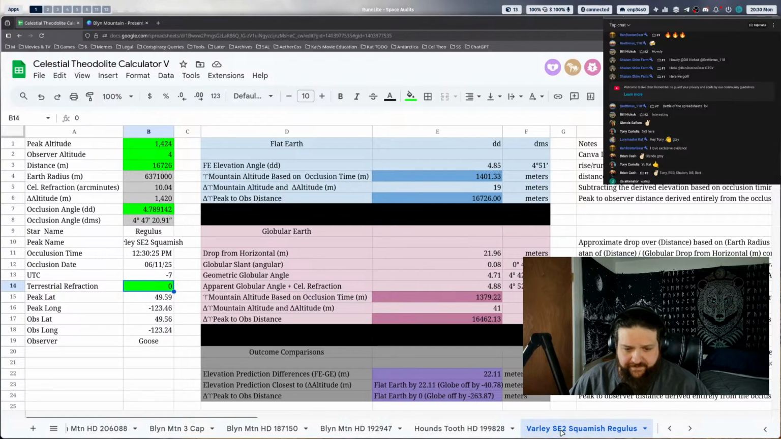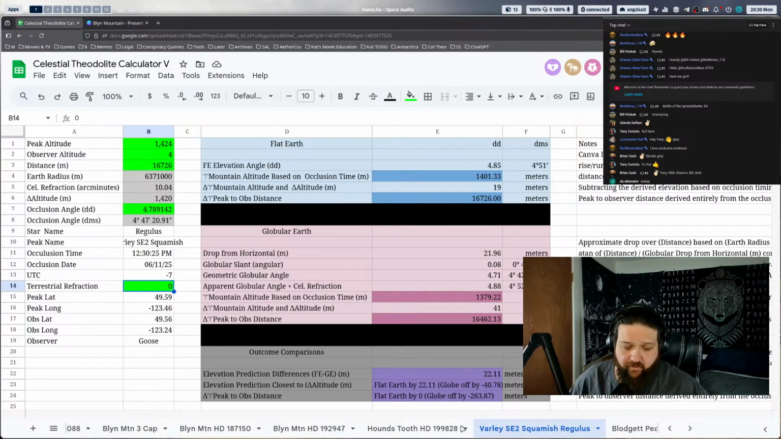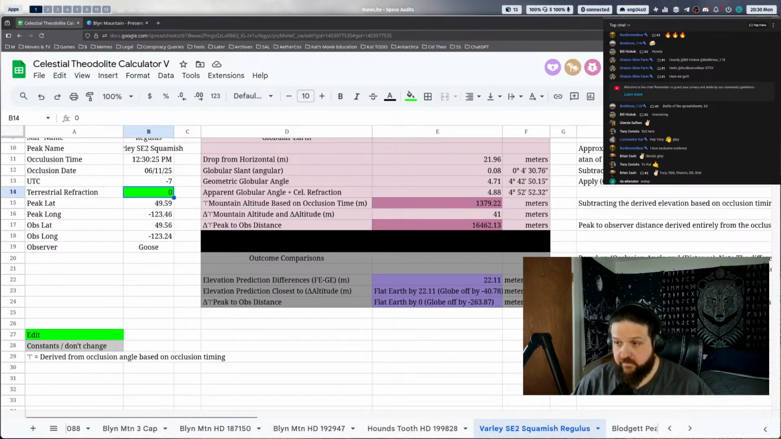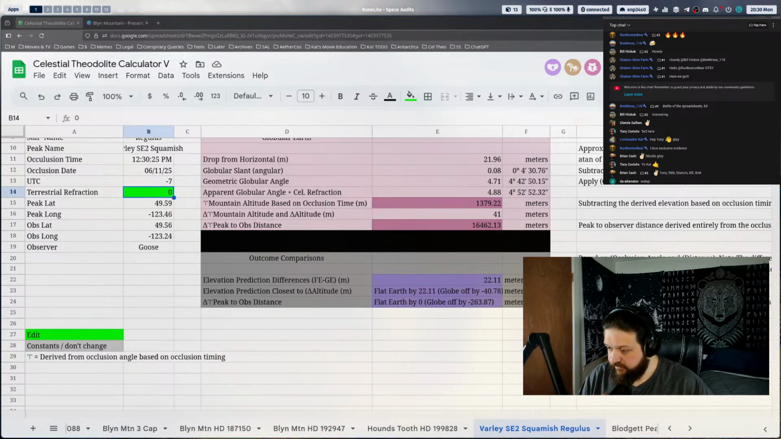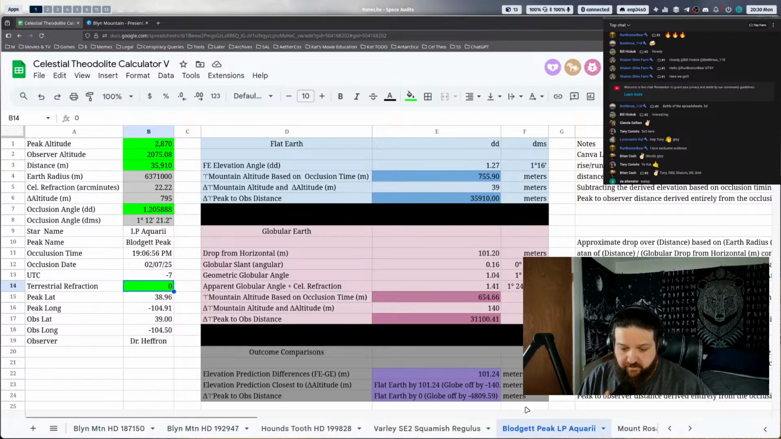Anyway, here we have another one from Goose. This is at sea level, similar to Jesse's measurement, where the observer elevation isn't very high, but the peak was higher. But here it's very close. Flat Earth 22 meters, globe's off by 40 meters. Flat Earth distance is dead on. Globe Earth is off by 263 meters. And let's see here. We got Blodgett Peak.